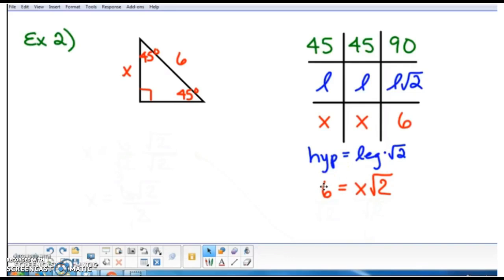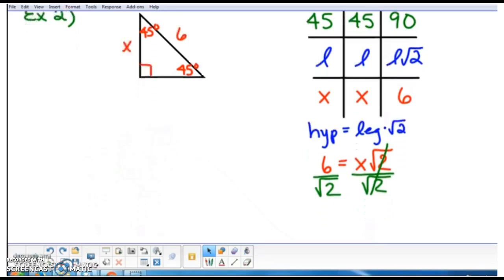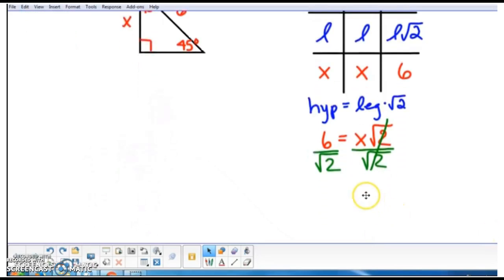So now we need to isolate the x by solving. That means we need to get rid of the multiplying by root 2. Divide by the root of 2 on both sides. The right side simplifies very nicely because the root 2's cancel out and leaves me with just an x. But now I'm left with a 6 over radical 2, which I cannot leave as my answer.